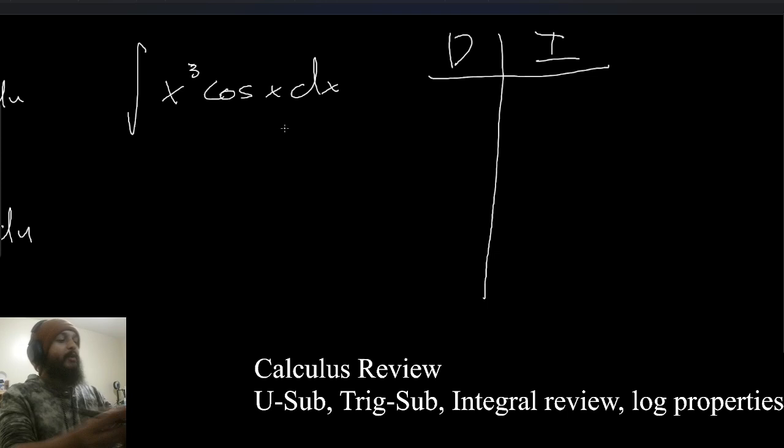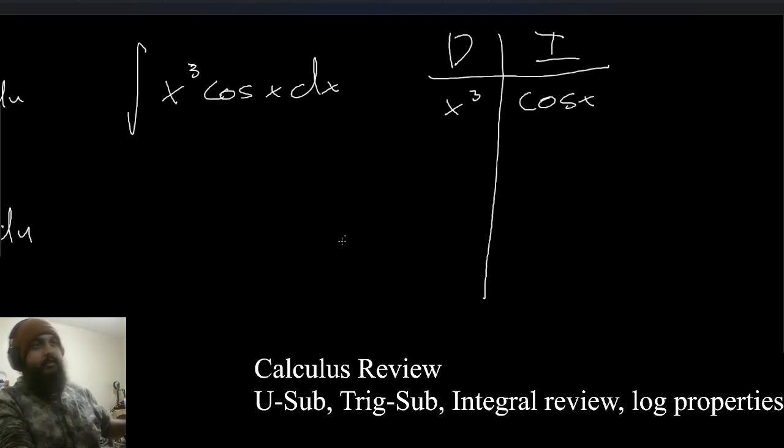So, what do you think we should take the derivative of? Just by looking at this, what always decreases or eventually goes to 0 when we take the derivative? x cubed, and then the integral is cosine x. You always want the whole thing; you can't just make up rules.